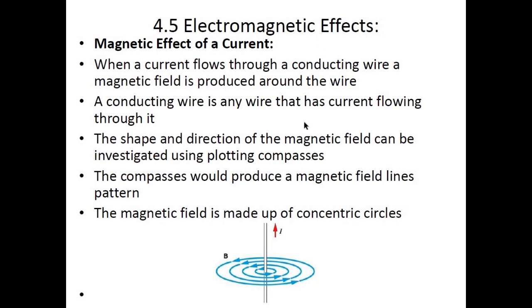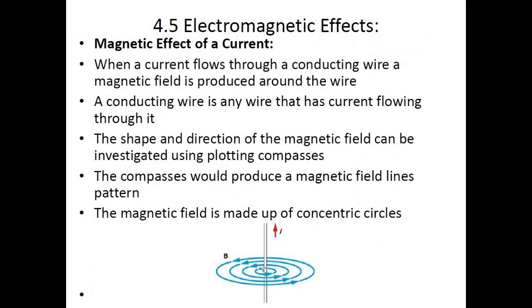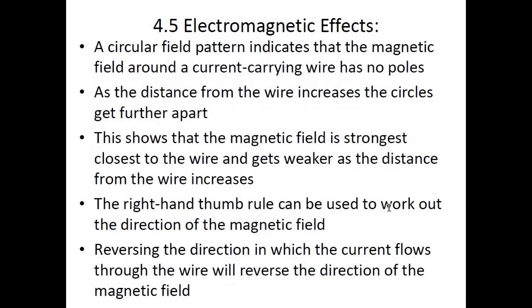The magnetic field is made up of concentric circles. Now the circles which are closer to the wire are placed close together, as it indicates the stronger magnetic field, whereas as you move away from the wire, the circles are at a larger distance from each other because the magnetic field is weakening. A circular field pattern indicates that magnetic field has no poles. As the distance from the wire increases, the circles get further apart.